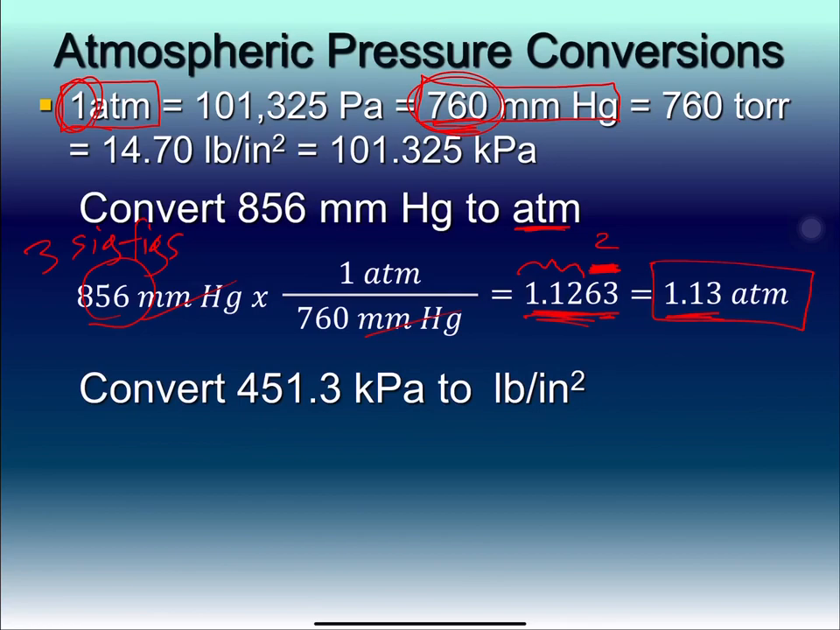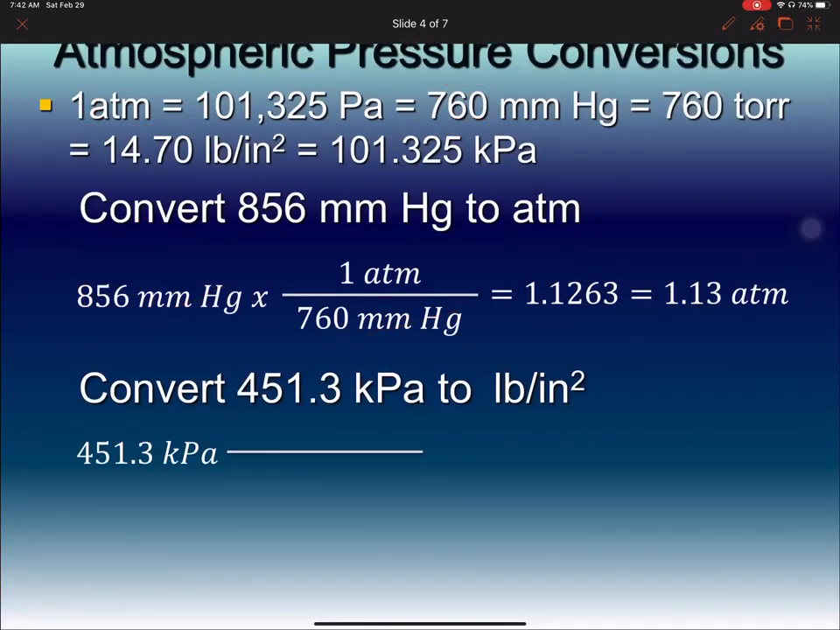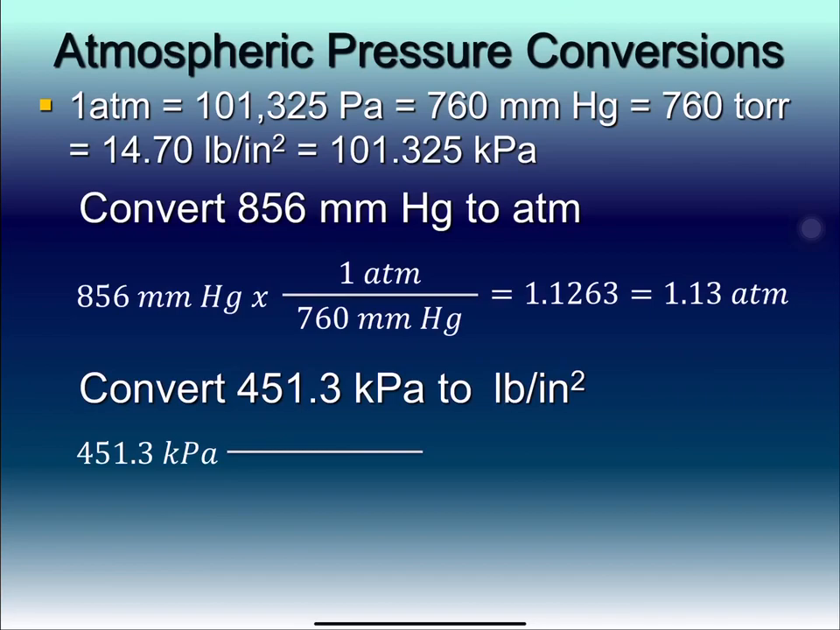So our next one. Let me get rid of all this writing that's on here. Oh, that's not what I wanted. There we go. Okay, so our next problem: 451.3 kilopascals. Here's kilopascals, and we want to go to pounds per inch squared. Neither of those is 1, and that's okay. It'll still work. I need kilopascals to cancel, so that goes on the bottom of my fraction, so that these units cancel out.